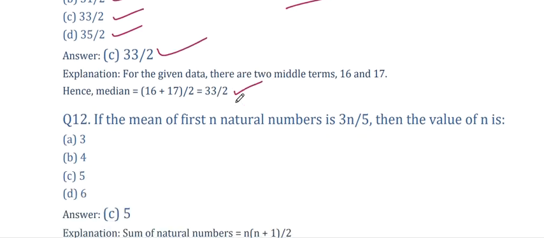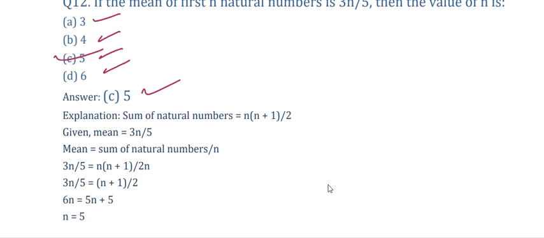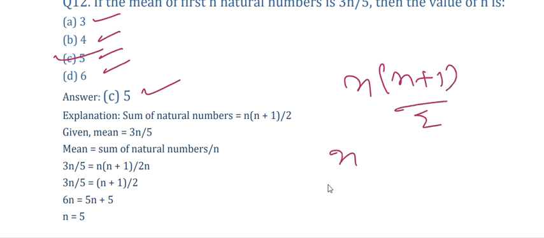Okay. The mean of first n natural numbers is 3n by 5. Then the value of n is what? 3, 4, 5, 6. We get 5, right? See explanation, you can see here, sum of the natural numbers equal to n into n plus 1 by 2. n is what? Number of observations. You can see 3n by 5 is the mean, then n plus 1 by 2 equal to 3n by 5. You calculate, n equal to 5, right?